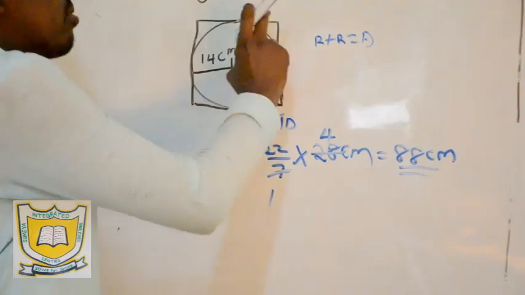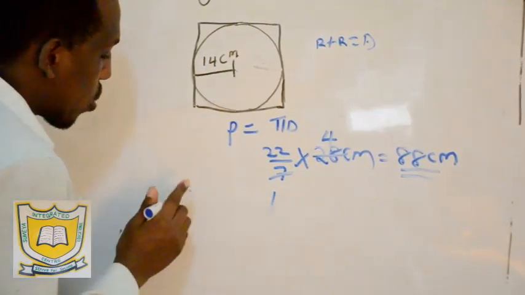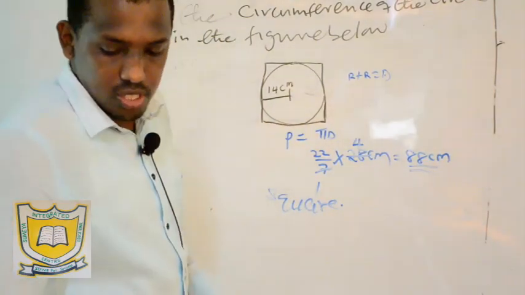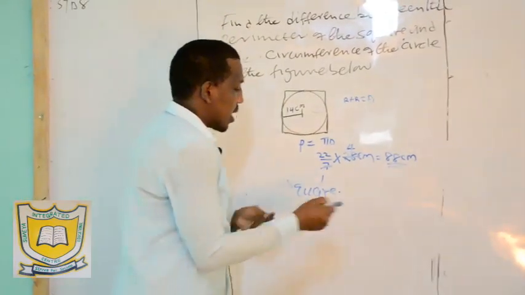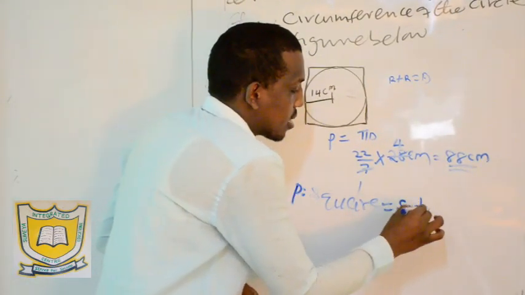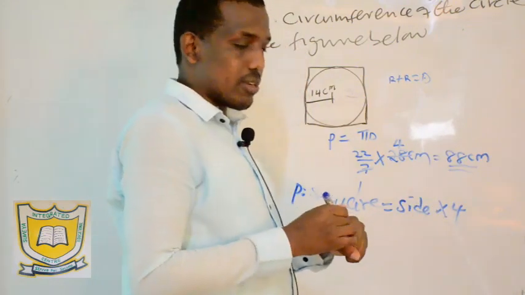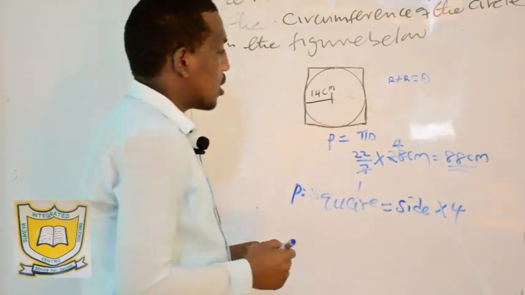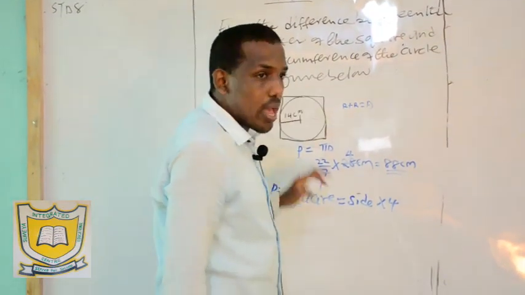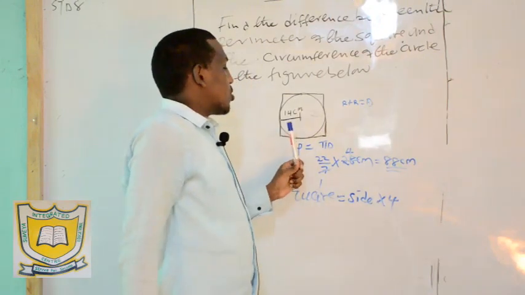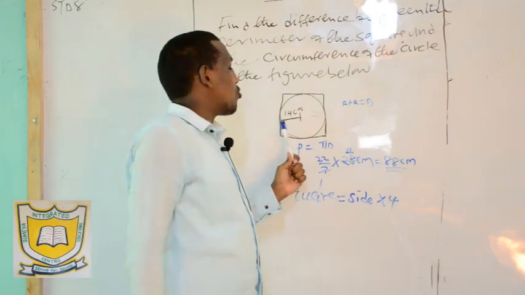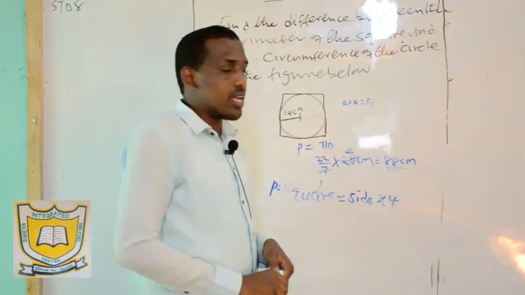So we are remaining with the perimeter of the square. The perimeter of the square is equal to the formula we said, side times 4. One side multiplied by 4 because all sides are equal. But now here is the radius. How do we get the side of the square? We get the side of the square by writing the diameter on the sides. The diameter of the circle is equivalent to the side of the square.